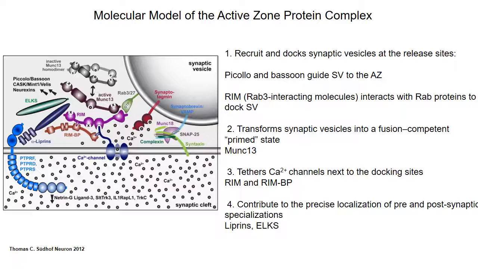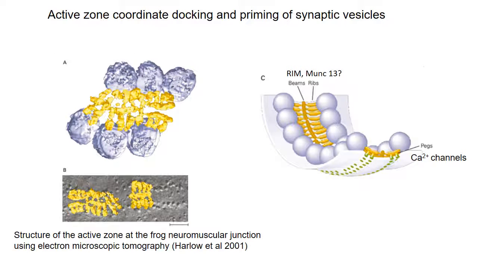Other molecules at the active zone that we have some knowledge might be playing a role are Piccolo and Bassoon. They're really big proteins that are thought to guide synaptic vesicles to the active zone. Then we have proteins, which are the ELKS and liprins, which are thought to contribute to the precise localization of the active zone across from the postsynaptic specializations.